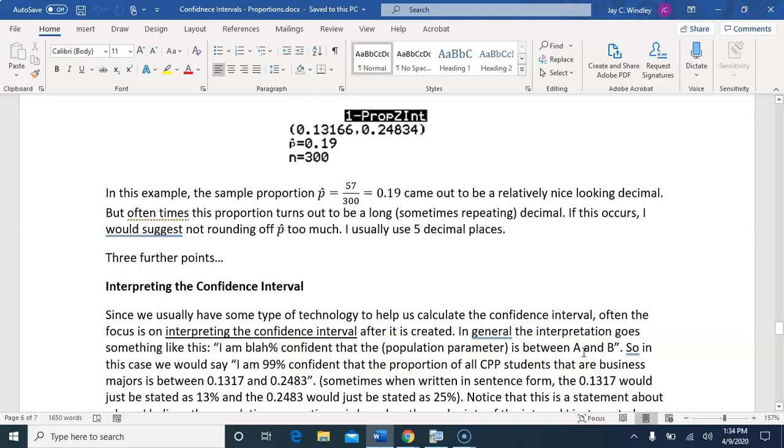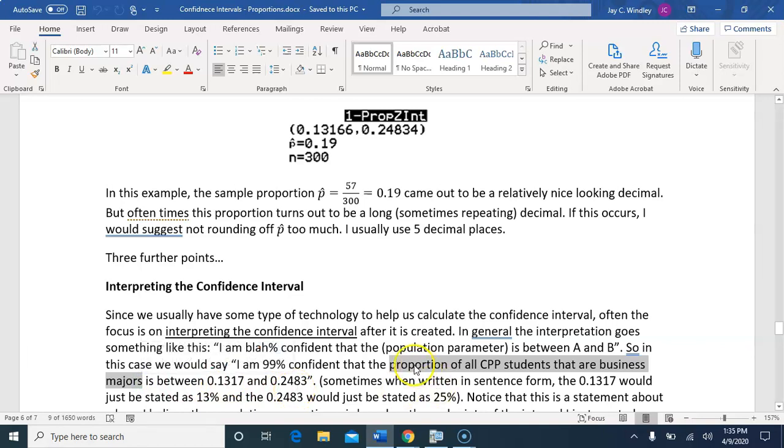In our particular case, the population parameter is the proportion of all Cal Poly Pomona students that are business majors. So our interpretation of this confidence interval would go like this. I'm 99% confident that the proportion of all Cal Poly Pomona students that are business majors, that phrase right there is our population parameter, our population proportion P. I'm 99% confident that P is between 0.13 and 0.24.